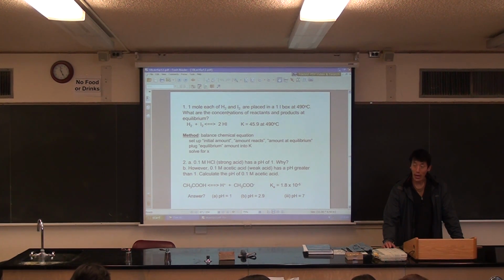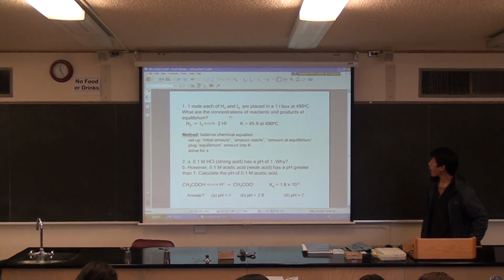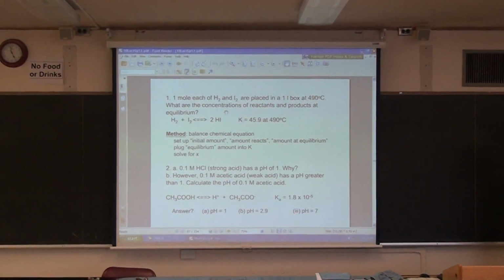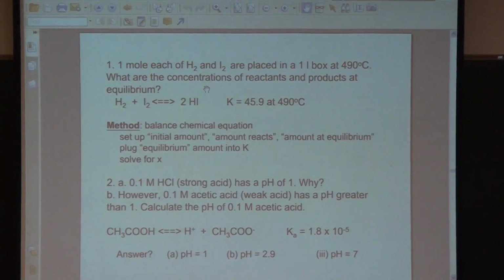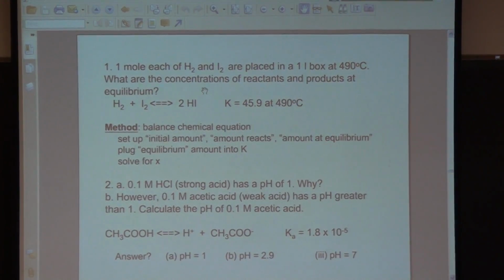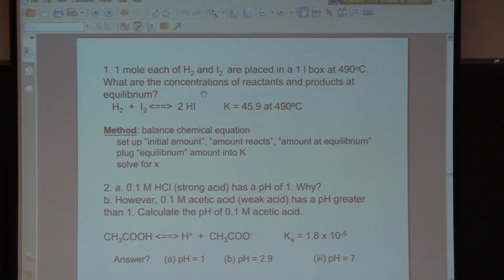1 mole each of H2 and I2 are placed in a 1 liter box at 490 degrees. What are the concentrations of reactants and products at equilibrium? So there's the reaction, and there is the equilibrium constant at 490 degrees. And I've also described the method you can use.